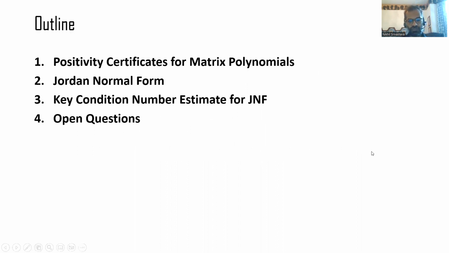Here's an outline of the talk. So I'll start by telling you what polynomial spectral factorization is. And it's essentially a type of positivity certificate for matrix valued univariate polynomials. Then I'll tell you what Jordan normal form is. And it turns out this is the key ingredient to getting an efficient algorithm for polynomial spectral factorization.